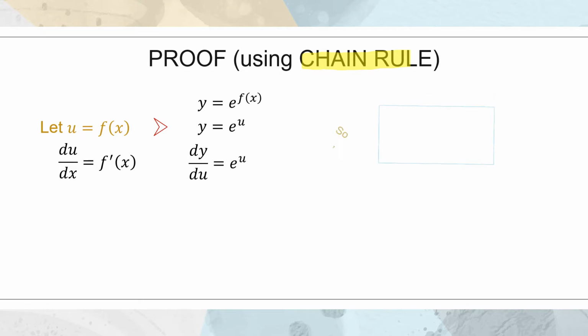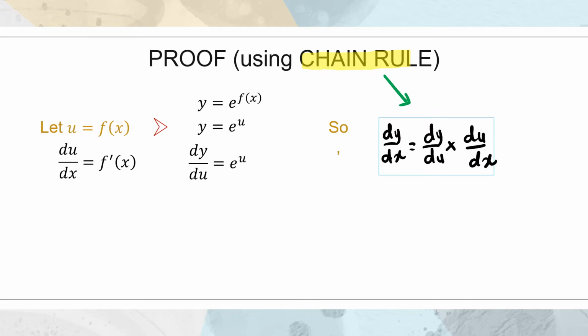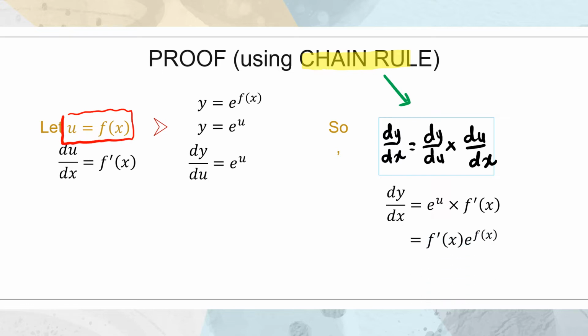And then, because we are going to use the chain rule, please recall our formula for the chain rule is dy/dx, because that is what we want to find, equals dy/du multiplied by du/dx. And those two derivatives are what we got here. So we just need to put them in, giving me e^u times f'(x), resubstituting u = f(x). That will give me f'(x) times e^(f(x)), and that concludes our proof.